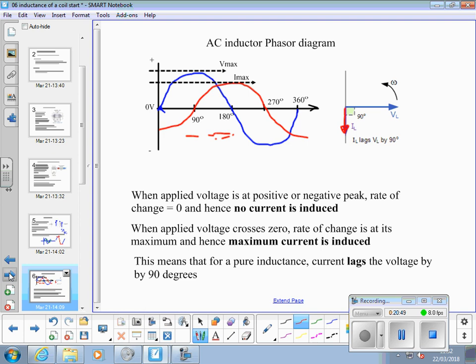A lot of students make the mistake of thinking if it's lagging behind, it must be over this way. No, that's leading, because it's peaking sooner. So for a pure inductance, current lags the voltage by 90 degrees. Yep? All happy with that?